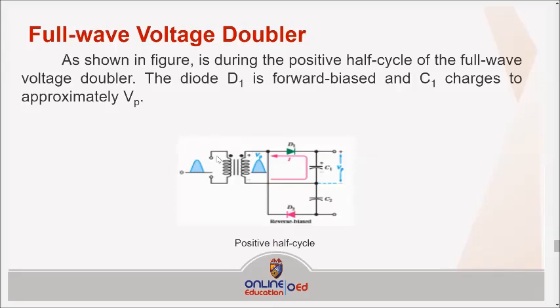Okay, that is the schematic diagram. We have here the transformer, then we have capacitor 1, capacitor 2. Then the connection is in the reverse bias. The diode 1 is forward bias, and capacitor 1 charged to approximately peak voltage. Okay, next.